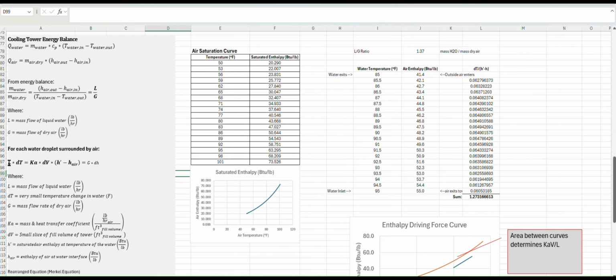So again, the left side of the equation is pretty straightforward. It's just saying your small slice of energy transfer from your water's perspective is going to be the mass of the water times the minuscule temperature difference for that little droplet of water. And that's going to be equal to a mass transfer coefficient times a slice of cooling tower fill volume times this enthalpy difference. And I'll say this again, H prime is the enthalpy of air if it were saturated air at the temperature of the water that it's touching. And H air is the actual enthalpy of the air.